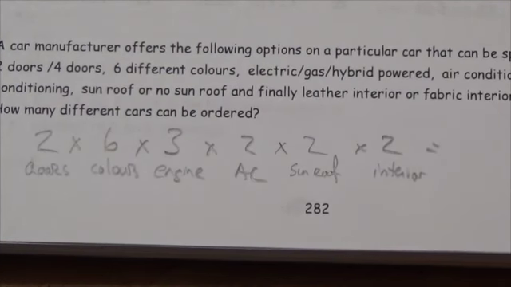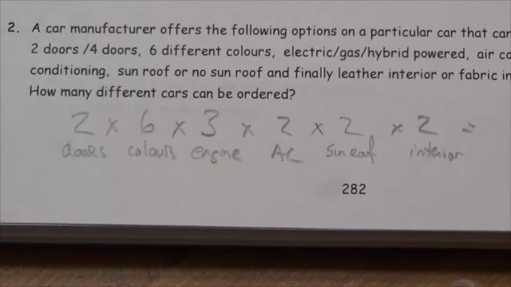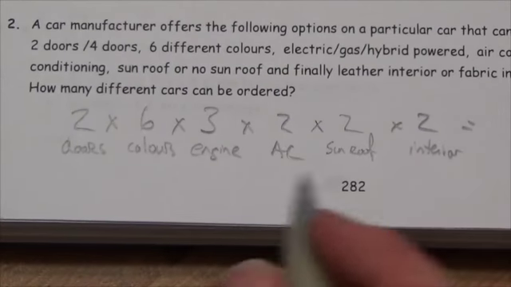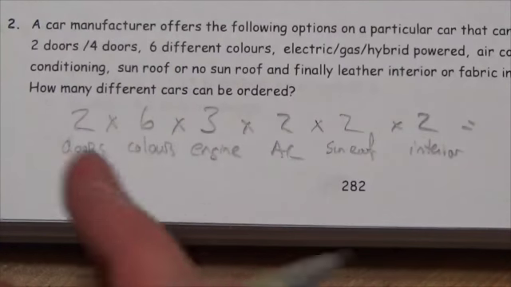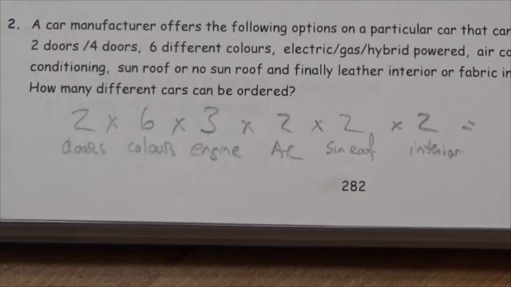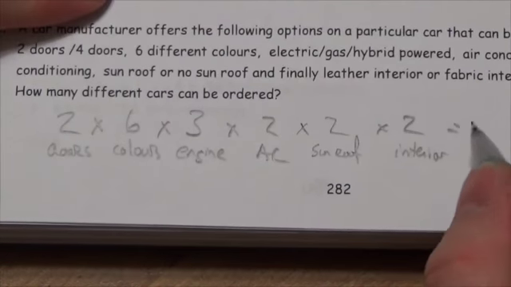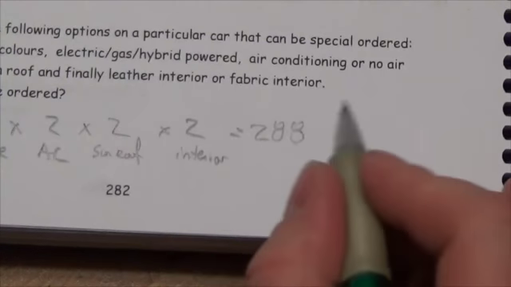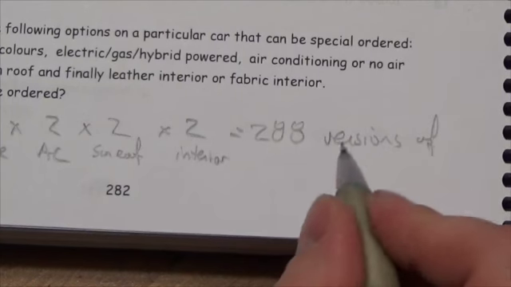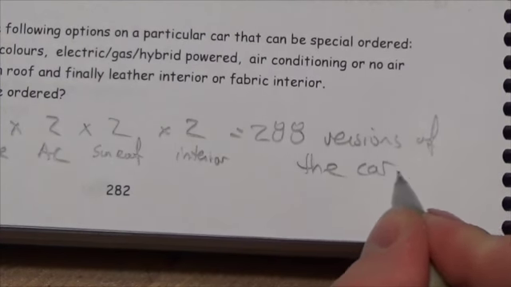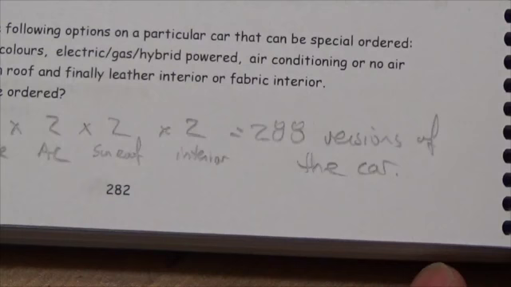Now, in a lot of cases, that's actually as far as you need to go. Quite honestly, there's a lot of times when you're answering these problems where that's all I need you to do, is even write out the statement. I don't even need you to evaluate it here, but we will. We're going to evaluate this. So 2 times 6 times 3 times 2 times 2 times 2. Well, there are 288. Okay, there are 288 versions of the car that you can order here.